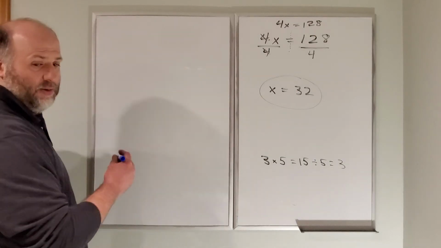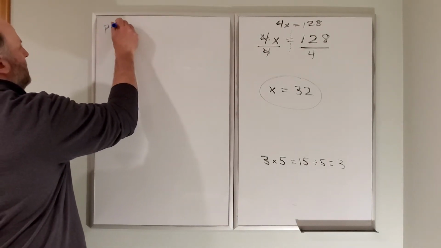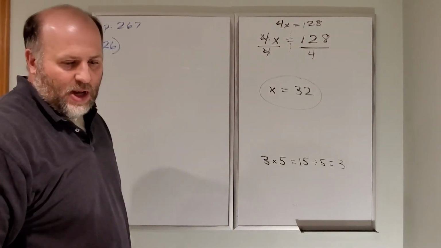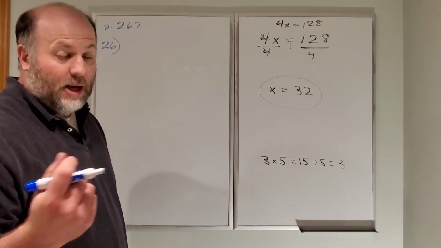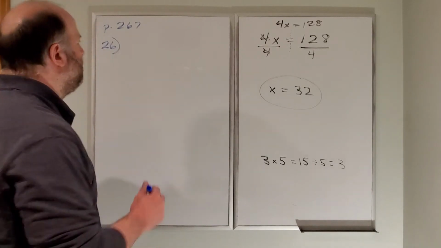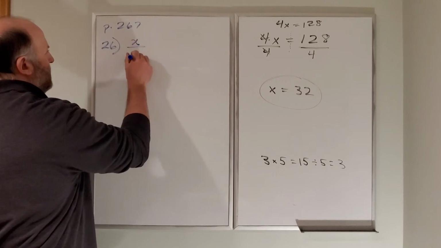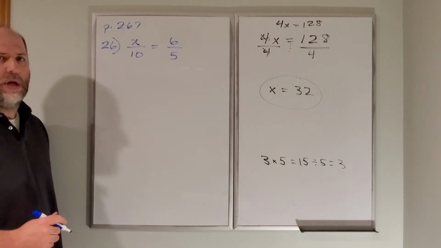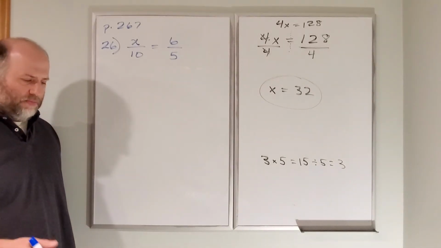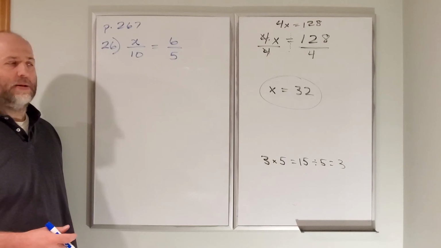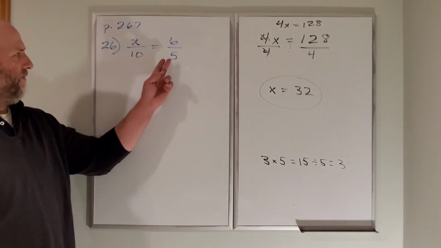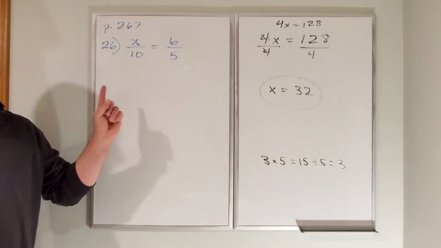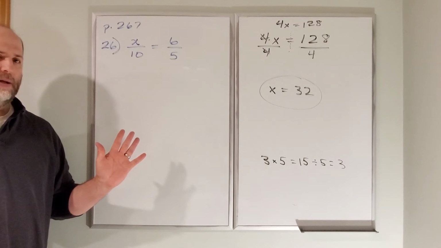So page 267, problem 26. We see the following proportion, and it's got an unknown value in one part of it. They say that x is to 10 as 6 is to 5. Now, some of you might be easily able to deduce the answer to this just by following the scale here. 5 times 2 is 10, so 6 times 2 is 12. And that's great.